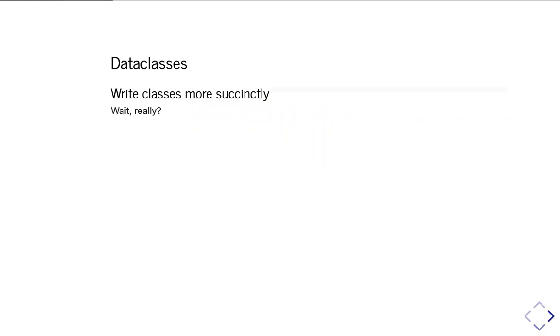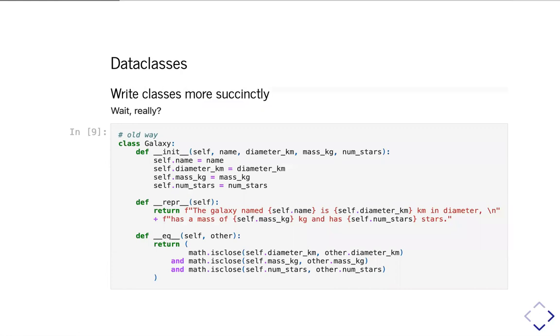And yes, it really is more succinct. So the old way was, if you wanted to make a galaxy class with all these properties and maybe do some fun physics math, you would have to create a dunder init, which is basically the constructor of the class, and then give it all these members. This is pretty verbose. We'll see a better way.